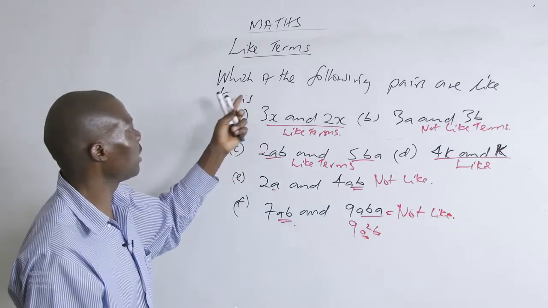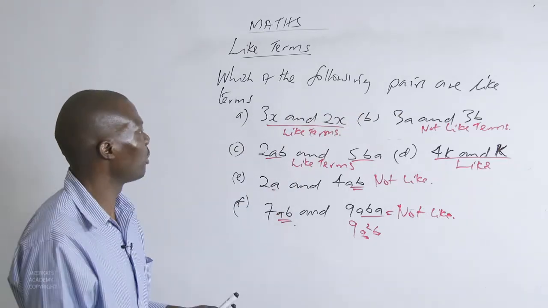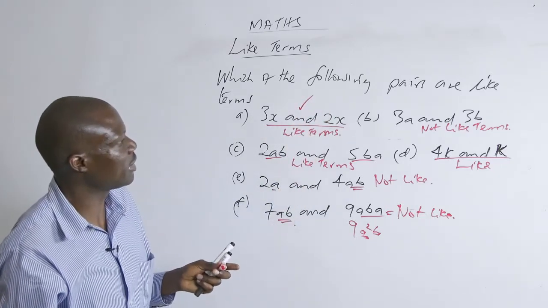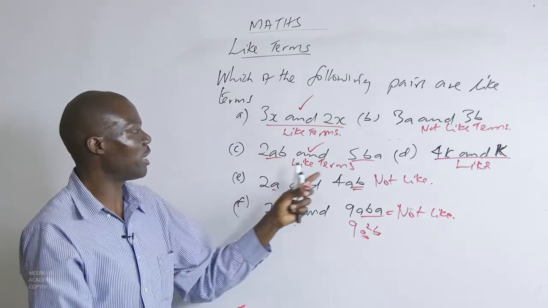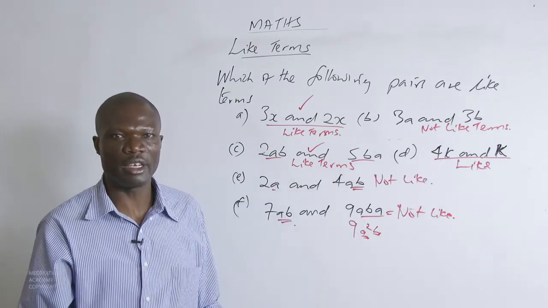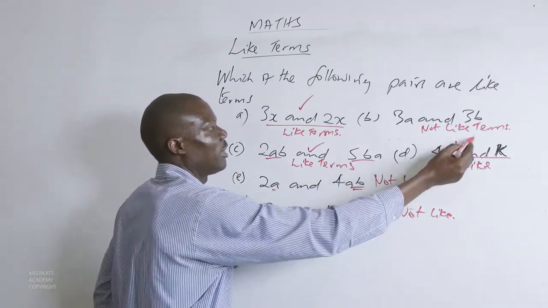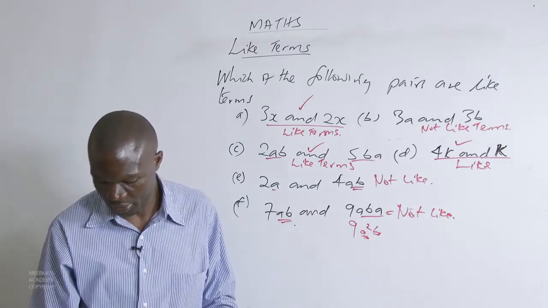So if they were asking us to identify which pairs are like terms, we have the pairs 3x and 2x are like. We have 2ab and 5ba are like. 4k and k are like terms, and the rest are not. So we have the 3, and the rest that are remaining are not like terms.